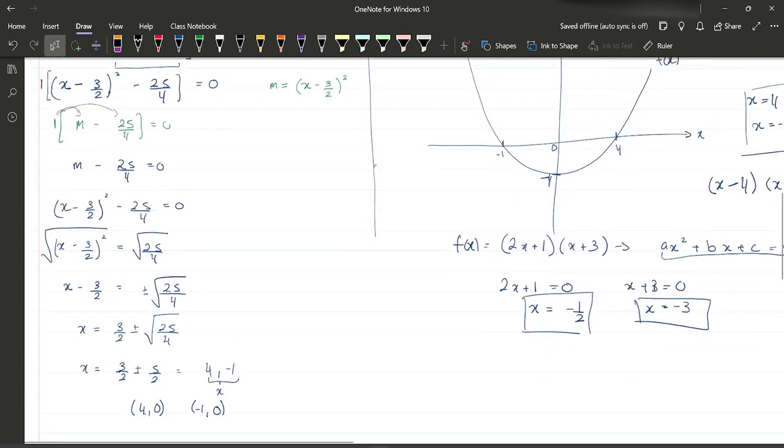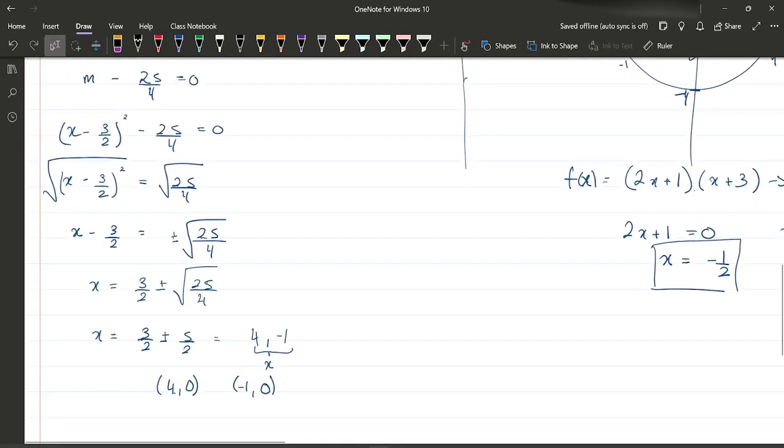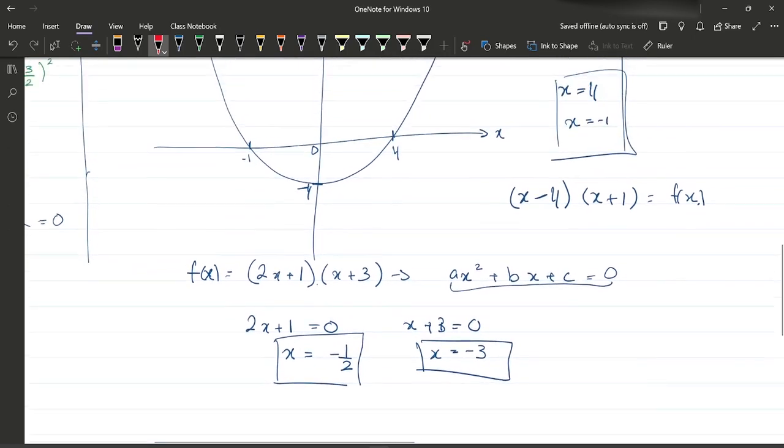Before we start solving questions, there's something else I've forgotten to mention, which is that this form is also known as the a(x plus b) squared plus k form. This is a very popular form and it's very useful as well. Why is it useful? Because this tells you the vertex. Well, what is a vertex? A vertex is like the minimum point or the maximum point of a curve.